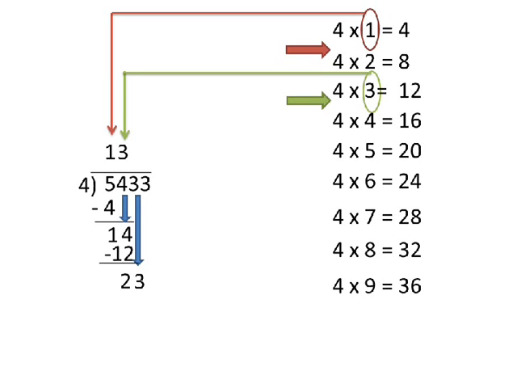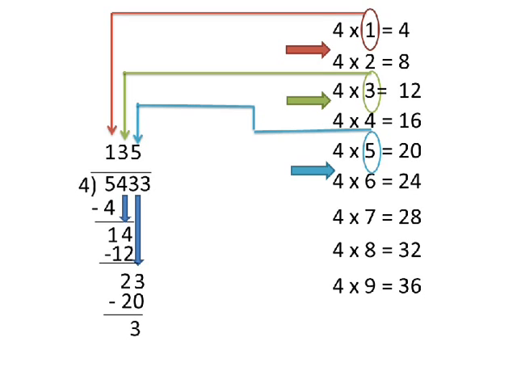So 4 times 1 is 4, times 2 is 8, times 3 is 12, times 4 is 16, times 5 is 20, times 6 is 24. Since 24 is too high, we actually have to use the 20, or the 5. So we put the 5 on top of the 3. When we put the 5 on top of the 3, we take 4 times 5, which gives us the 20 I was talking about earlier. So 23 minus 20 equals 3.